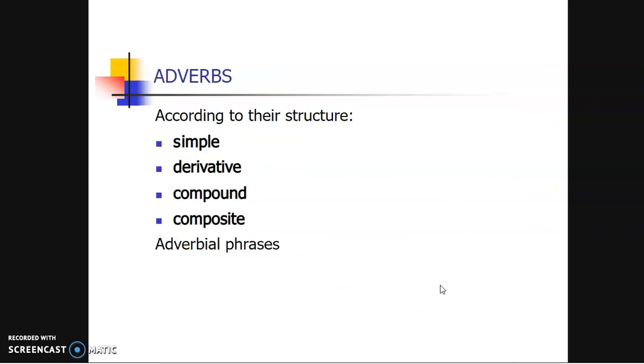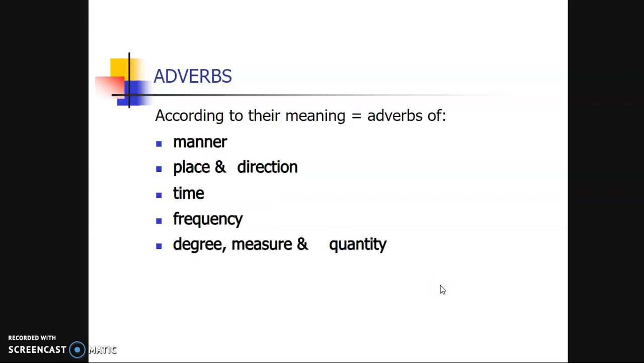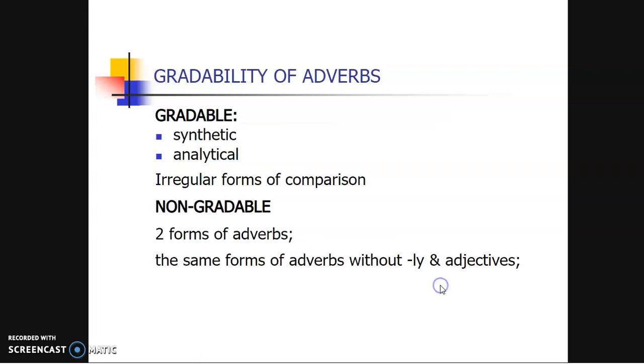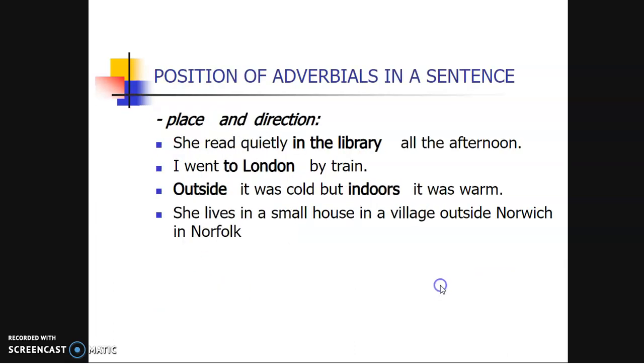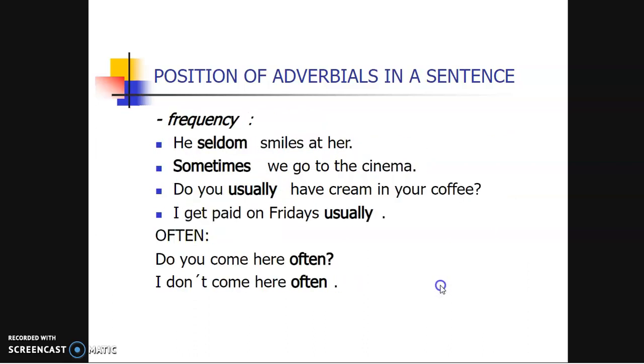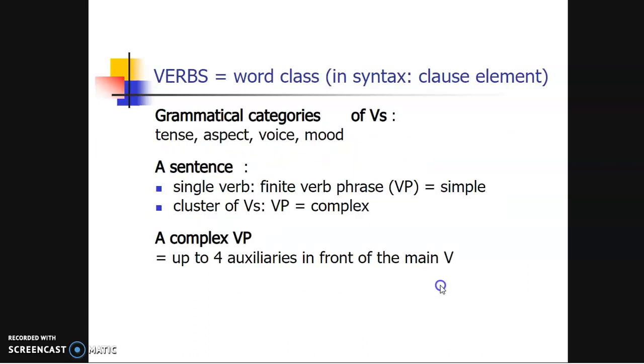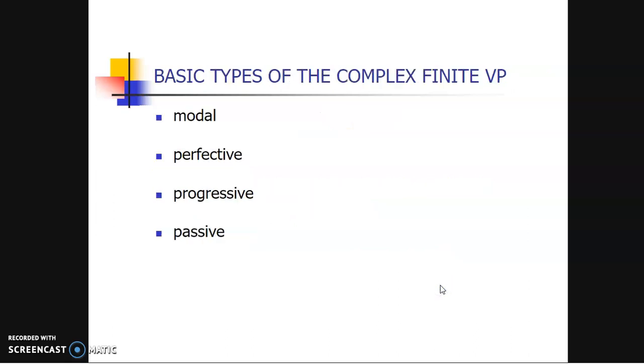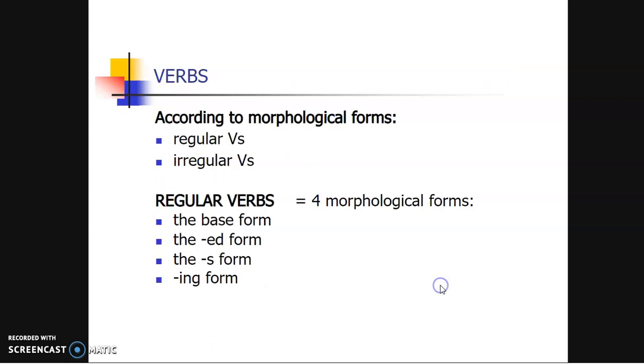Adverbs according to their structure will be simple, derivative, compound, and composite adverbial phrases. According to their meaning: adverbs of manner, place, direction, time, frequency, degree, and quantity. Verbs as a word class have grammatical categories: tense, aspect, voice, and mood. Basic types of verbs: complex, finite, modal, reflexive, progressive, and passive.